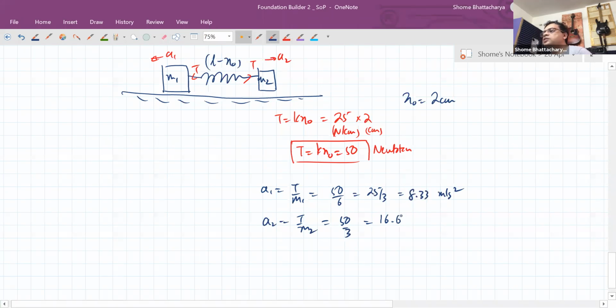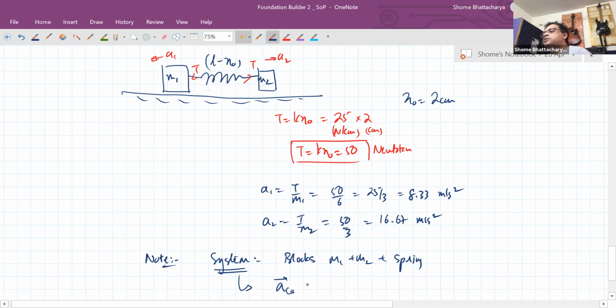This is 16.67 meters per second. So these will be the accelerations. Now notice one thing over here. If we take the system as blocks M1 plus M2 plus the spring, then for this system, what is the acceleration of the center of mass? It should be M1A1 plus M2A2 divided by the total mass.